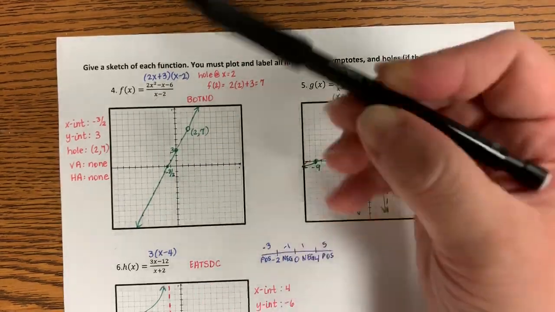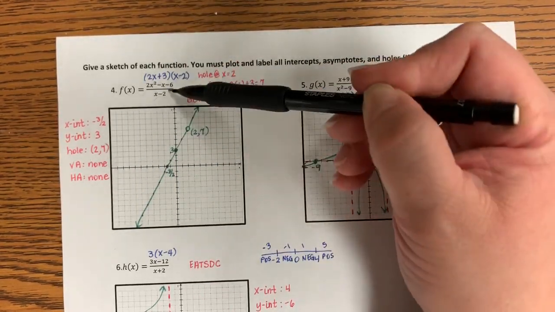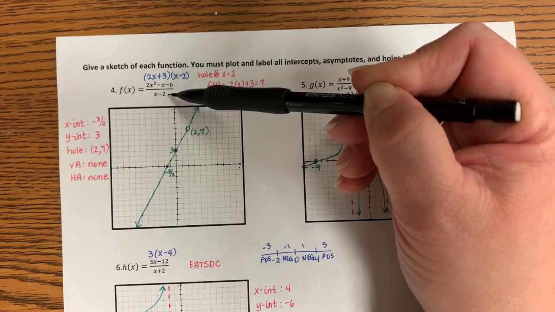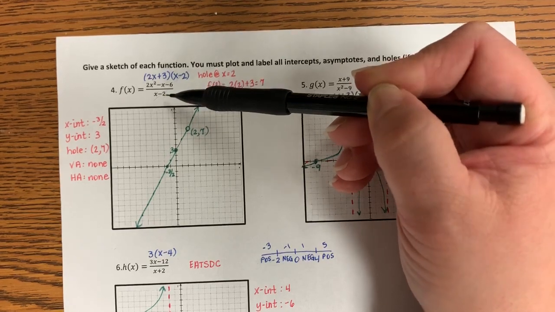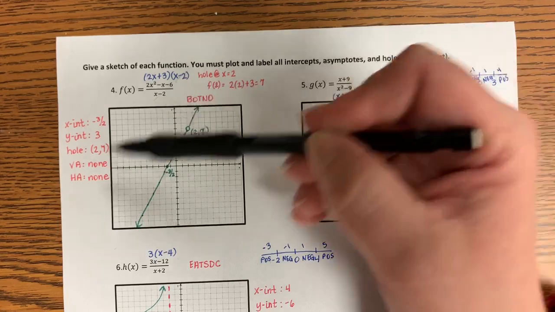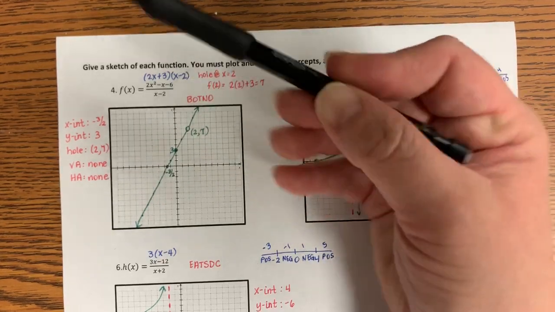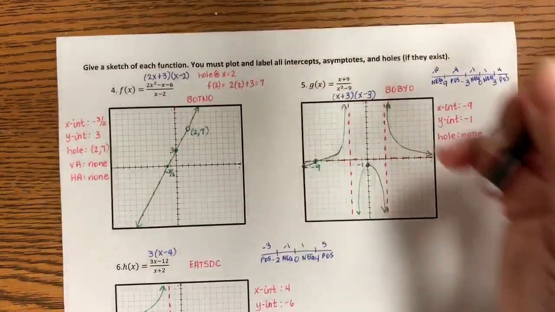We'll see some other examples where we do have a vertical asymptote, but this one, you would have it at x equals 2, but since it's a hole, it's not actually a vertical asymptote. And then we go to the horizontal asymptote. That's where we check the BOBO, BOTN, EATS DC rule.